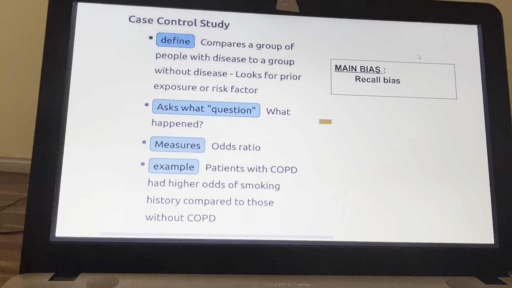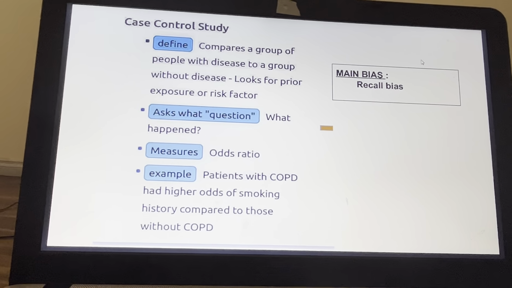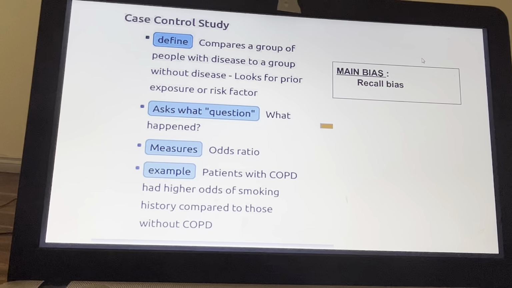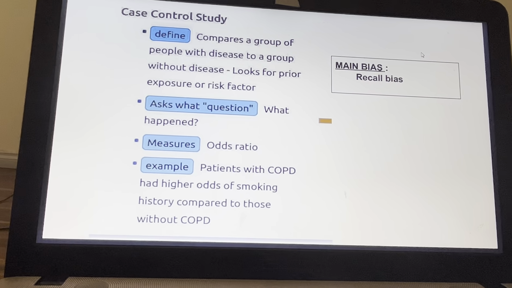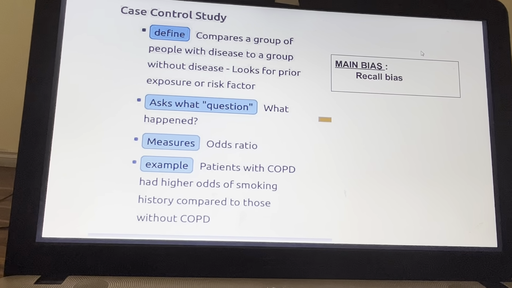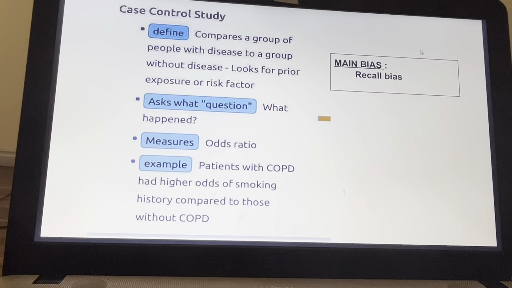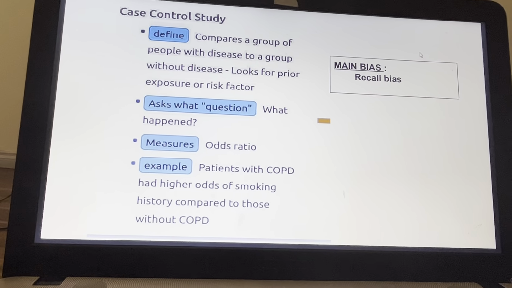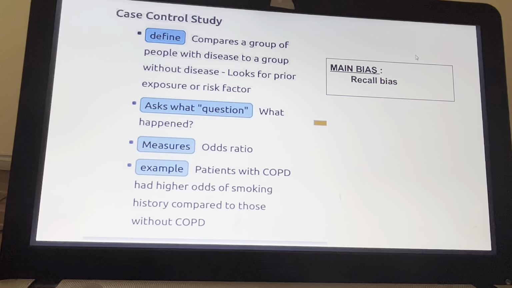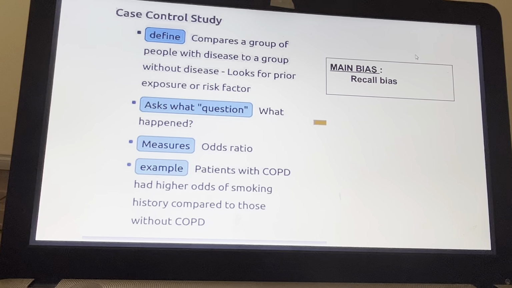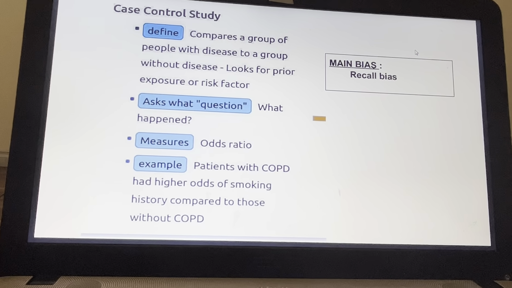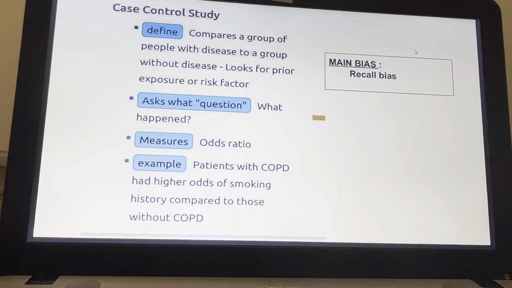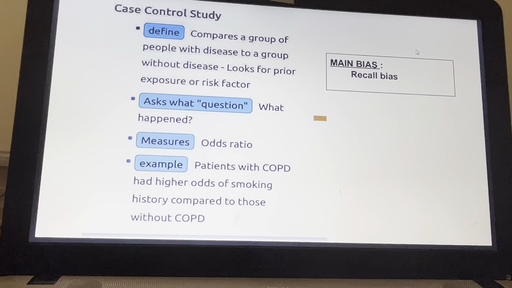So the next study is the case control study. Case means the person with disease, control means without disease. So the definition is to compare a group of people with disease to a group without disease, looking for prior exposure and risk factors. The question asked in this study is what happened, meaning the person already has the disease, then we will see what happened. Okay, and always remember case control and odds, so it will measure the odds ratio.